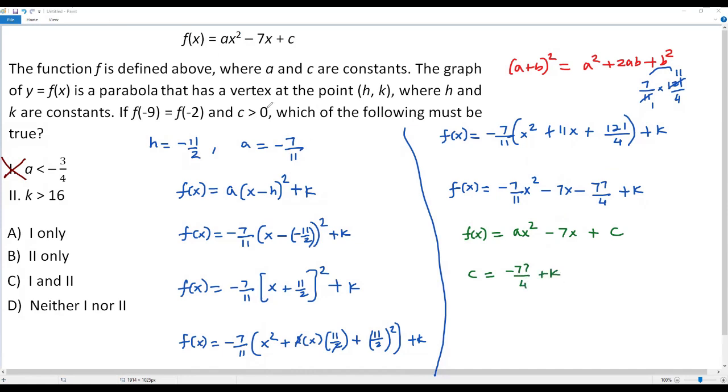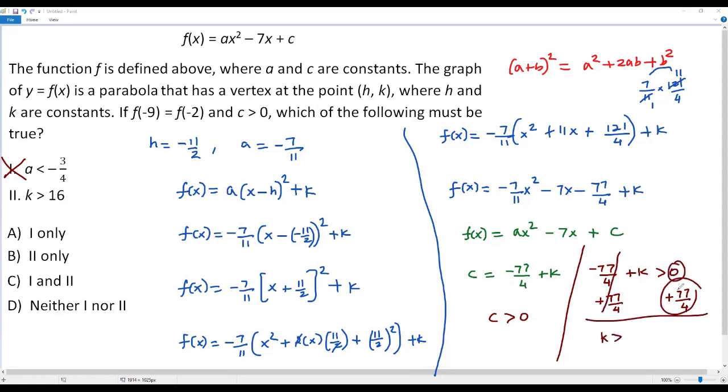Now let me consider the information we have over here, that is the value of c is greater than 0. Let me plug in this expression for c, then I'm getting negative 77 over 4 plus k greater than 0. Now let me solve for k in this inequality. For that, we have to add 77 over 4 to both sides. When I do so, the negative value and positive value will cancel out. I am getting k greater than positive 77 over 4. When I simplify this value, I am getting 19.25. That is, any value greater than 19.25 can be considered for k.